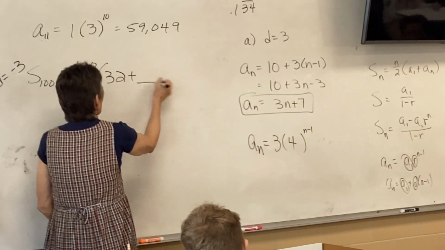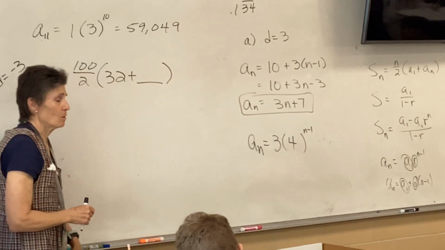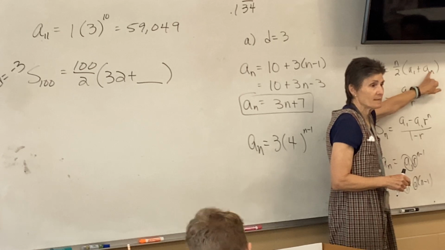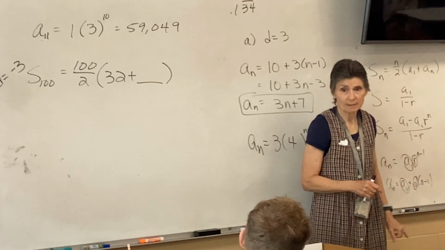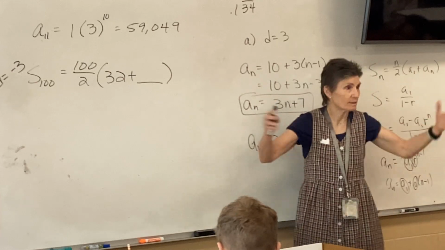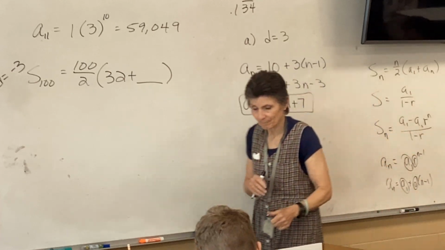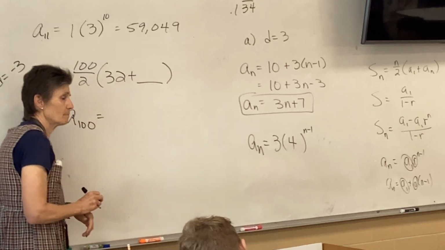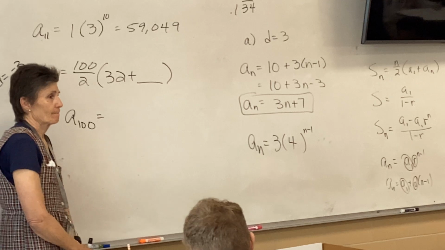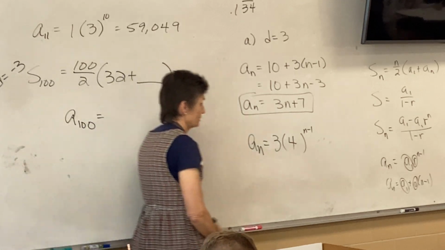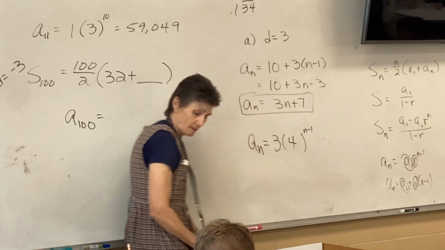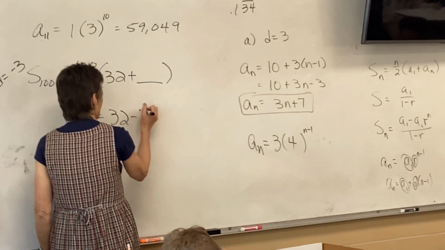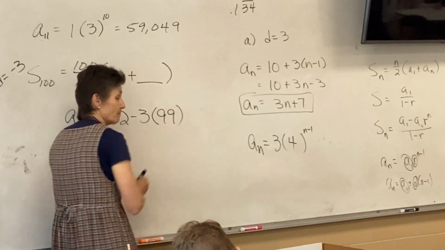Oh, bummer. We're right back where we were a minute ago. Because what do I need here? What would this be? A sub 100. Which means the 100th number in the list. Do I know that? Nope, I'm gonna figure it out. So A sub 100. Okay, we just did this. The bottom one. A sub 100 will be 32 plus -3 times 99.